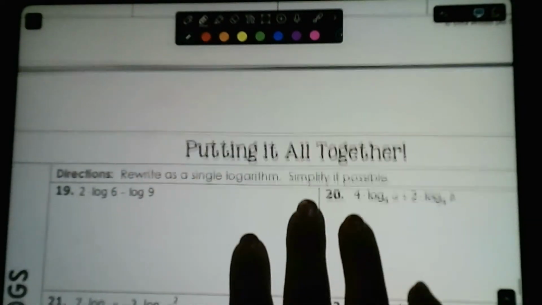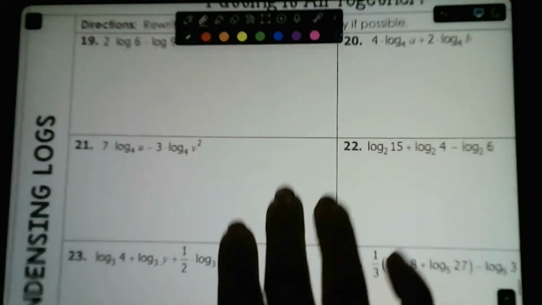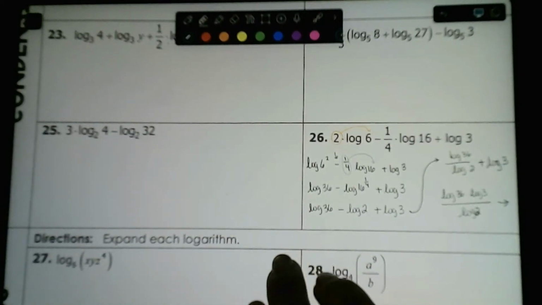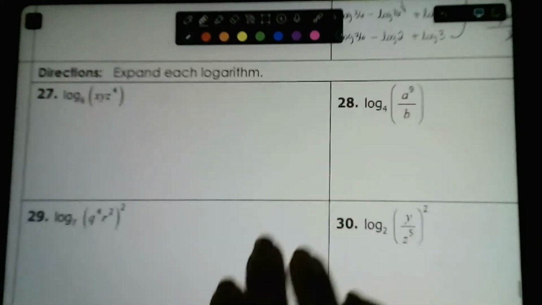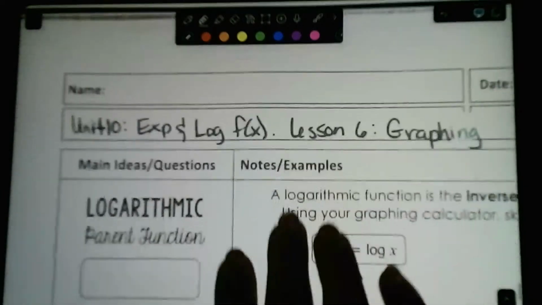The putting it all together has you rewriting as single logarithms and then expanding the logarithm as much as you can and writing it in multiple logarithms. So this is just you playing with those log properties over and over and over again, all mixed up in one problem. Okay? So I'll leave that there for you.